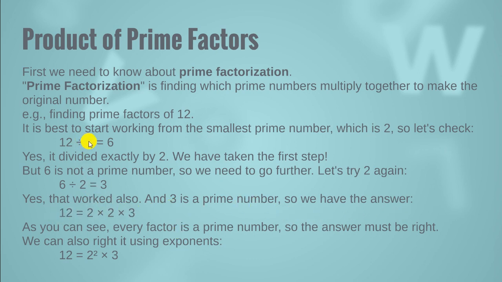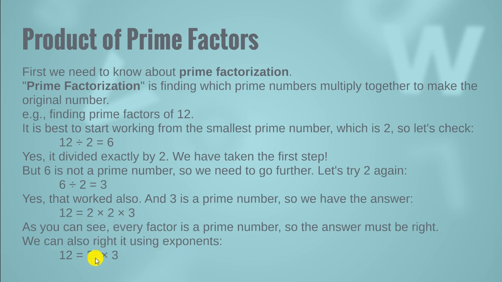12 is equal to 2 multiplied by 2 multiplied by 3. Here is our answer of product of prime factors. As you can see, every factor is a prime number. So the answer must be right, as it cannot be factored further, and these are all prime numbers. So the product of prime factors is the answer. We can also write it using exponents.